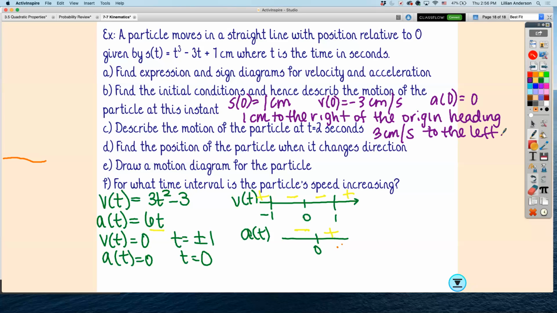Describe the motion of the particle at t equals 2 seconds. So what's happening? Describe the motion of the particle at 2 seconds. What does that mean? We have to plug in 2 as well. So when I plug in 2, I'm running out of space. Okay. So for part C, what's S of 2?